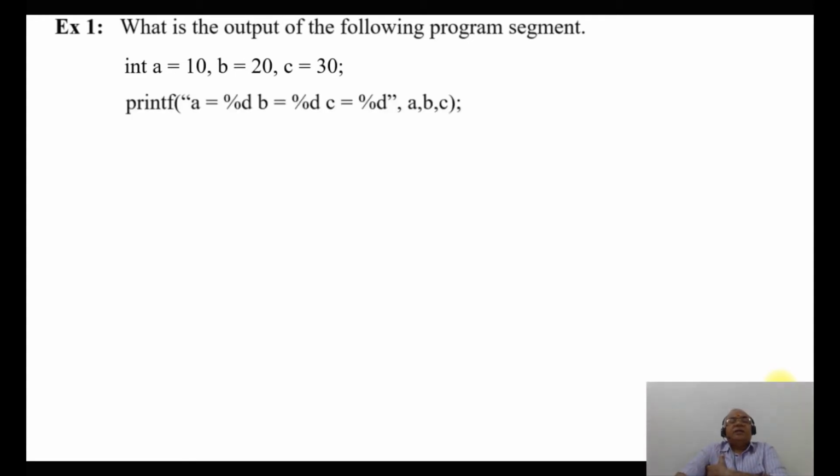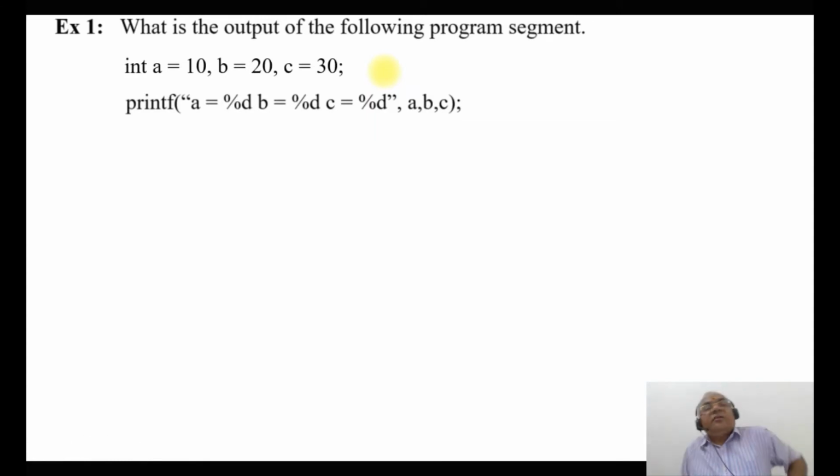So for example, what is the output of the following program segment? Suppose I say int a is equal to 10, b is equal to 20, and c is equal to 30. Suppose I want to display this, so how to do that? printf within quotes, a equals, if I want the display of a is equal to 10, b is equal to 20, and c is equal to 30 on the screen.